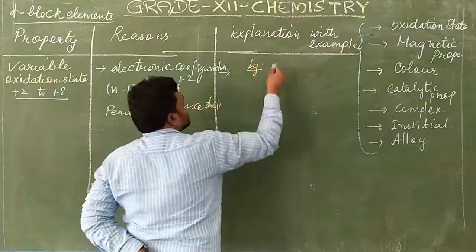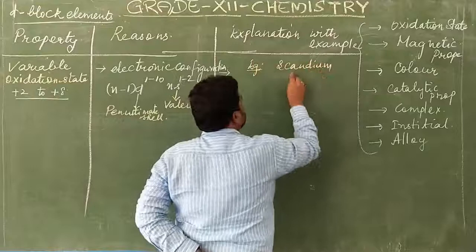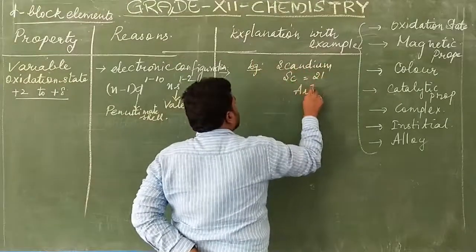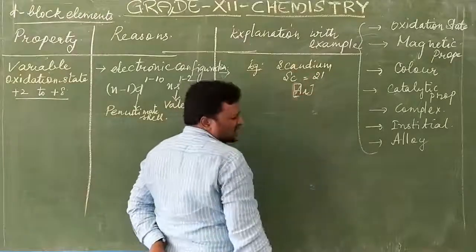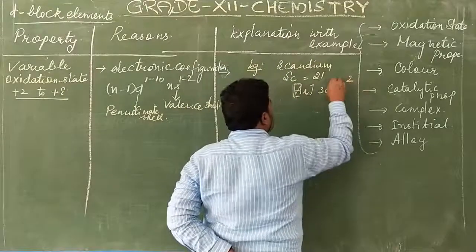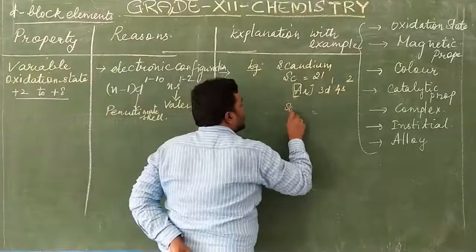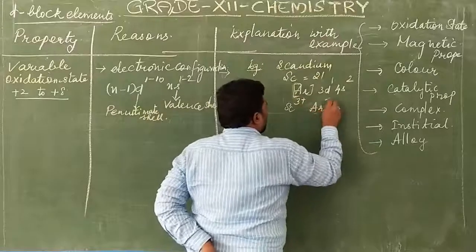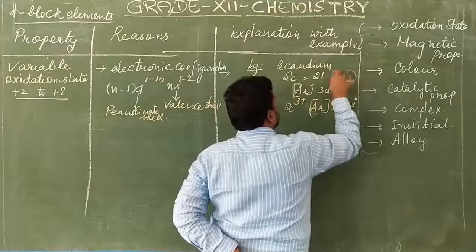For example, we take scandium. The atomic number of scandium is 21. Its electronic configuration is argon core, then 3d 1, then 4s 2. So it has 3 electrons here. Now what about Sc3+? Sc3+ has the argon configuration, with 3d 0 and 4s also 0, because the 2 electrons and this 1 electron will leave.